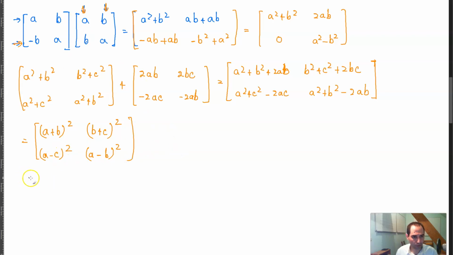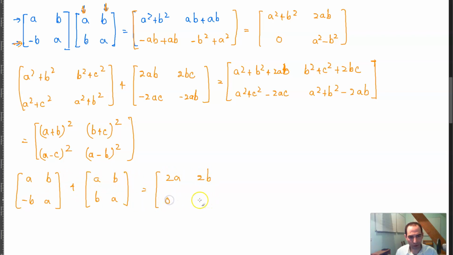Now about this one, you have AB negative BA, and if you add it to the next matrix, which is AB BA, is equal to 2A, A plus A, and 2B, and 0, and 2A. Okay.